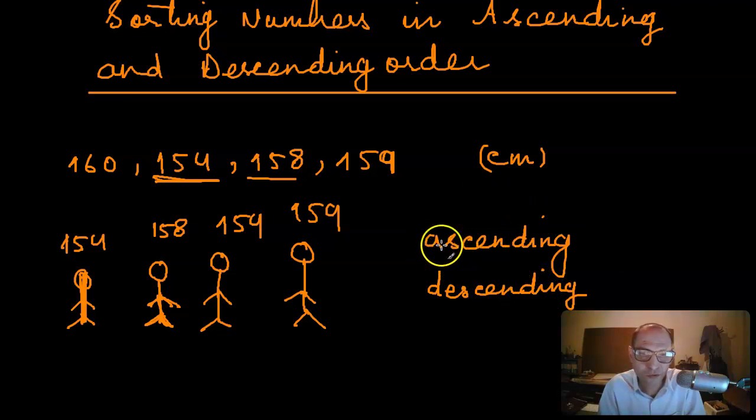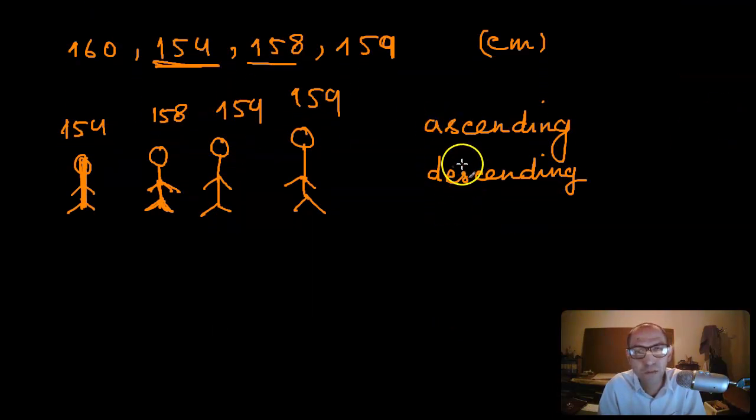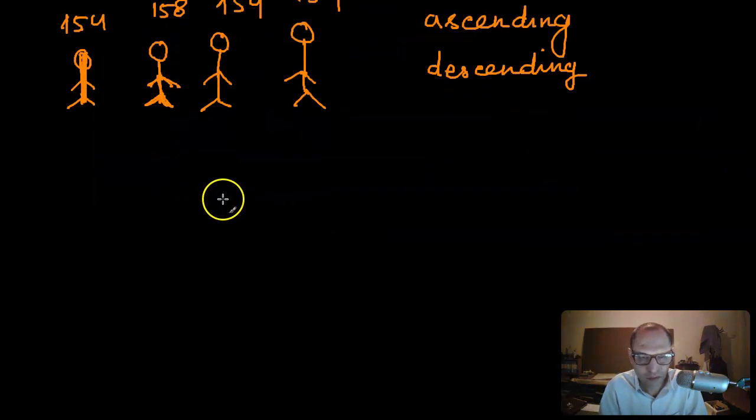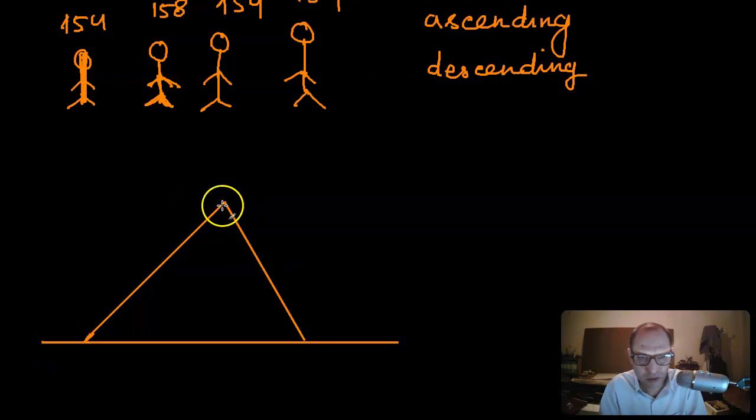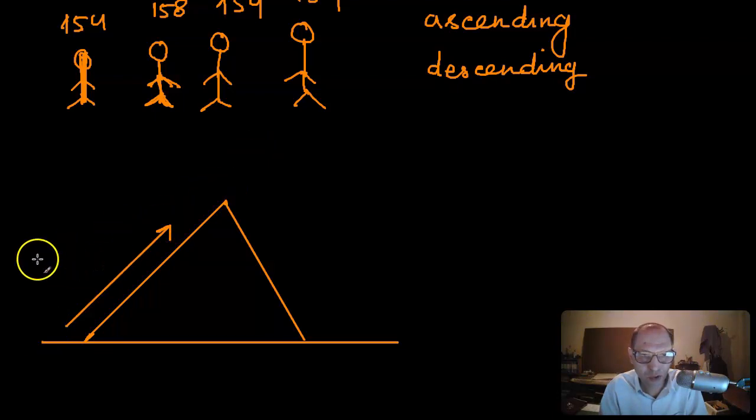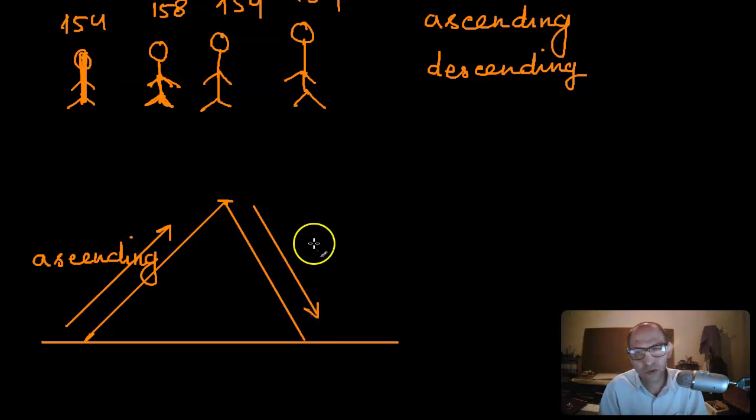If you think that you might forget these two words, of course these are English words, you already understand them, but if you think you might forget them, you can think of a mountain. Let's say that this is a mountain, and this is the top of the mountain. If you go this way, moving towards the top of the mountain, you are ascending. And when you get to the top and then you have to come down, in that case you are descending, right?